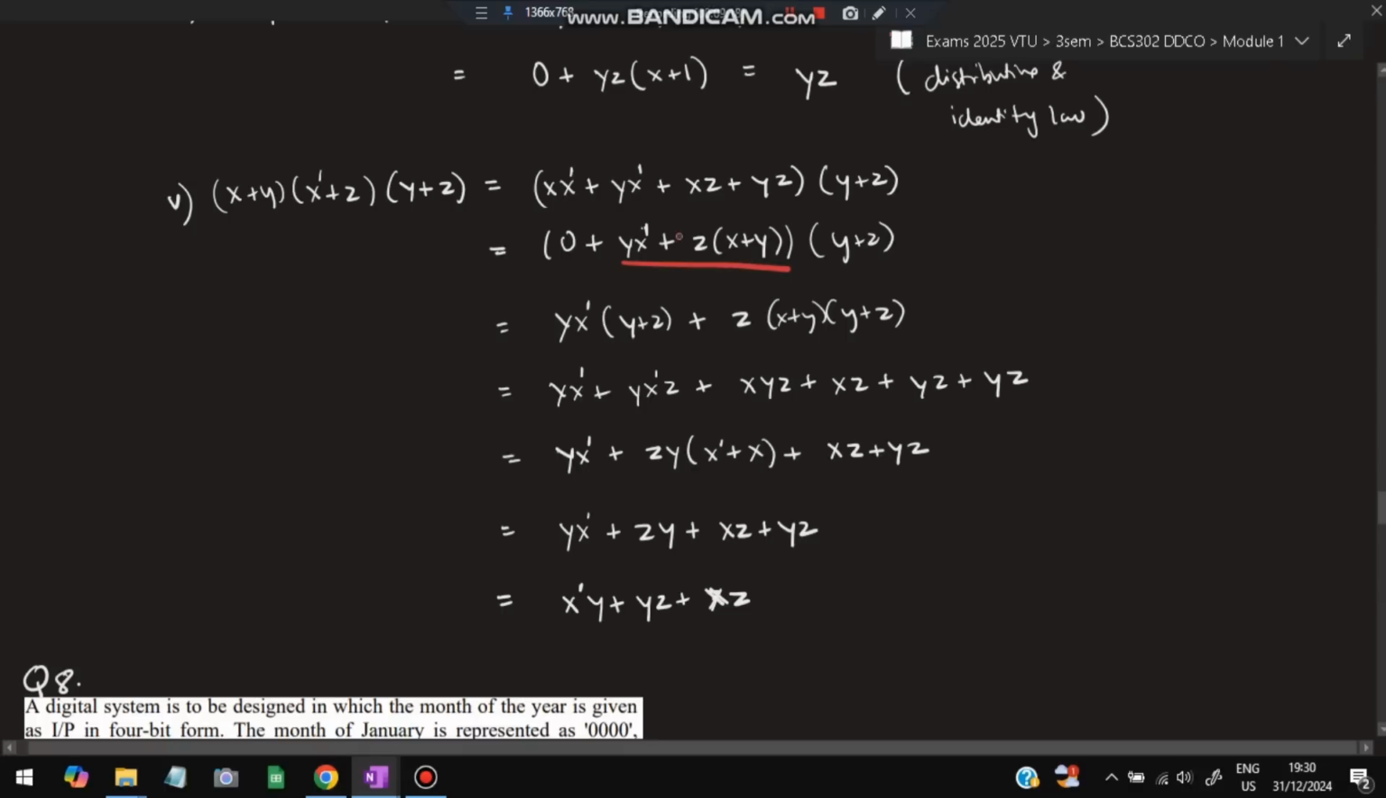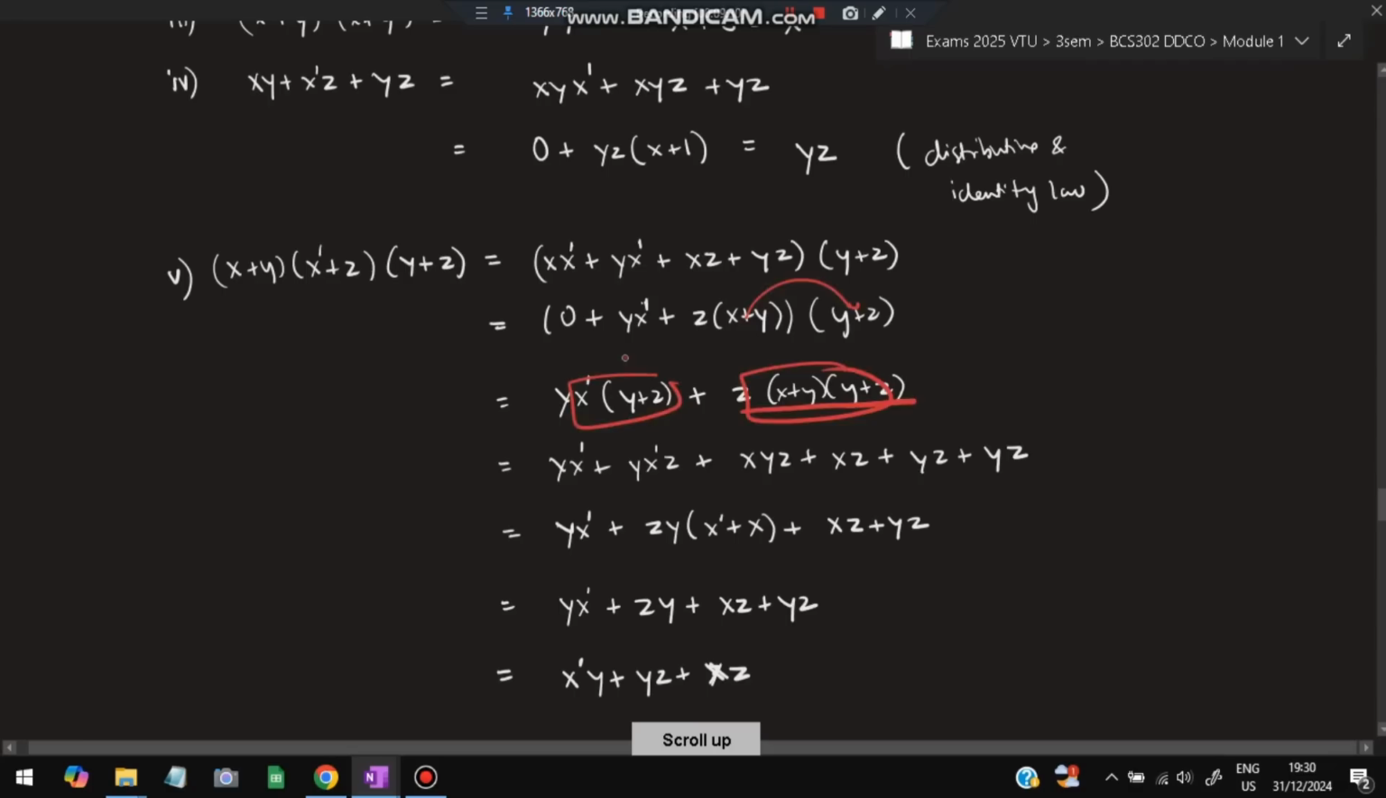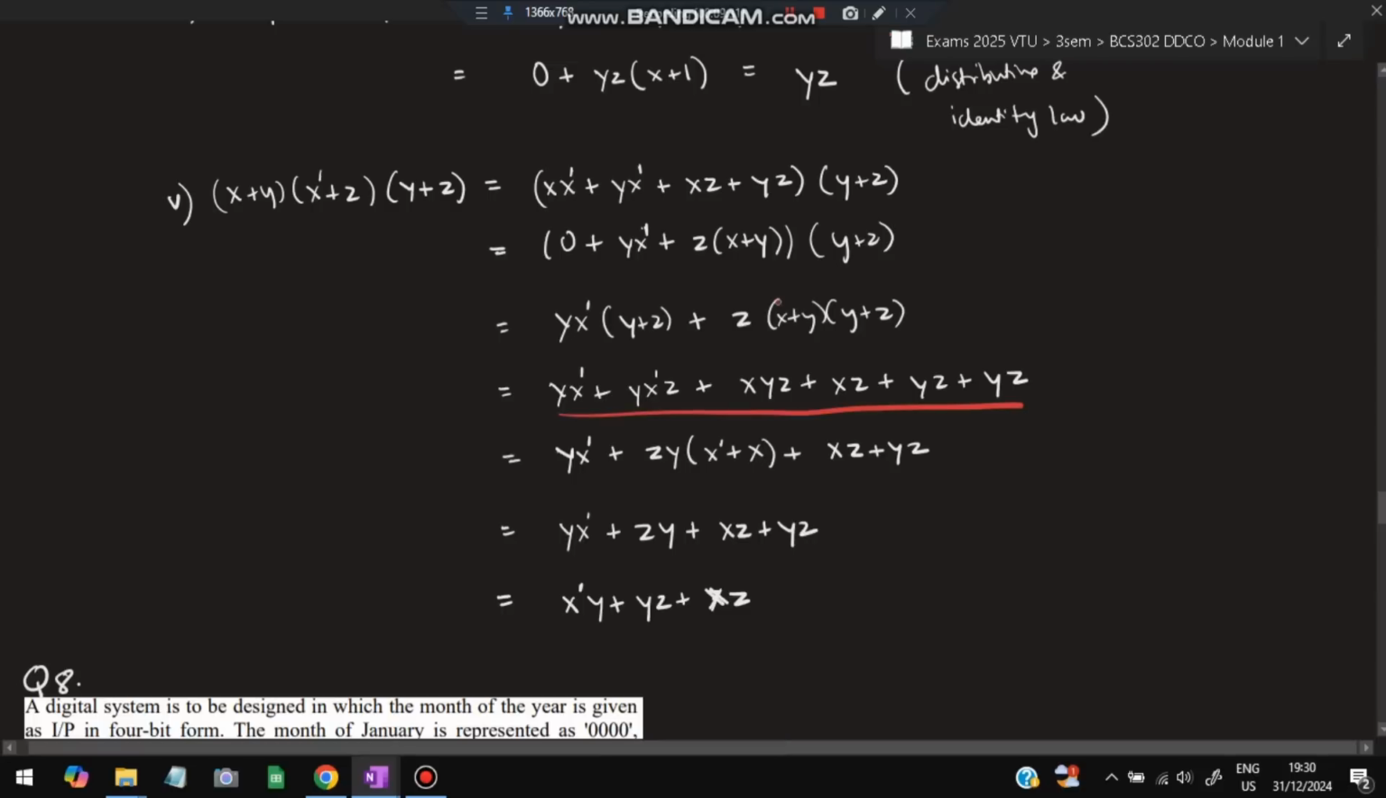0 will get cancelled out. So y x bar into y plus z. Okay, y x bar into y plus z plus z x plus y into y plus z. Z x plus y into y plus z. Okay, these two terms are present here. Now we'll be multiplying it internally and expanding it, and wherever it is common, we'll be taking it as common. Finally, we'll arrive at this equation. This is the simplified one.